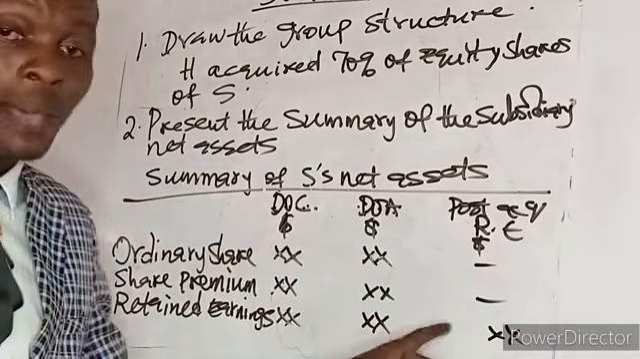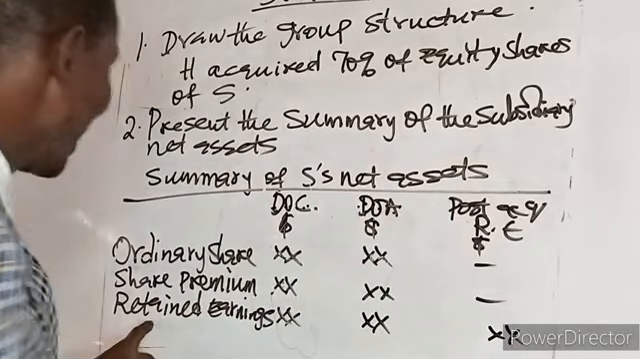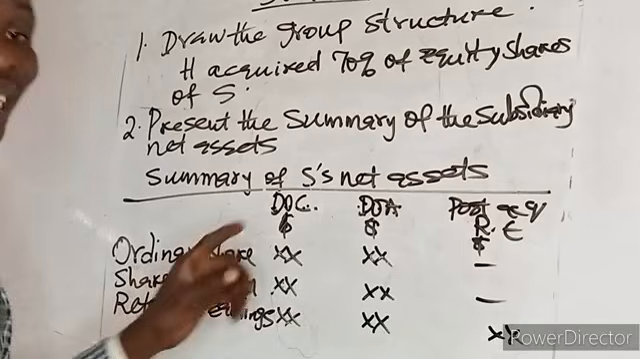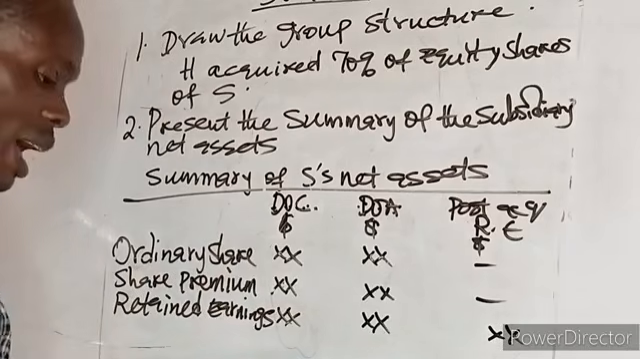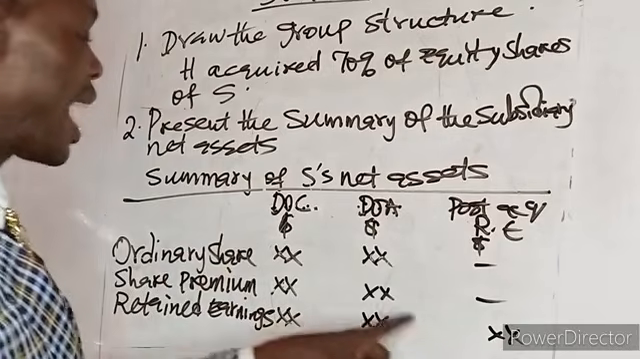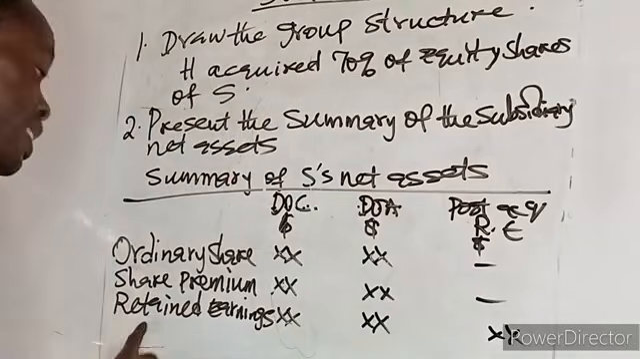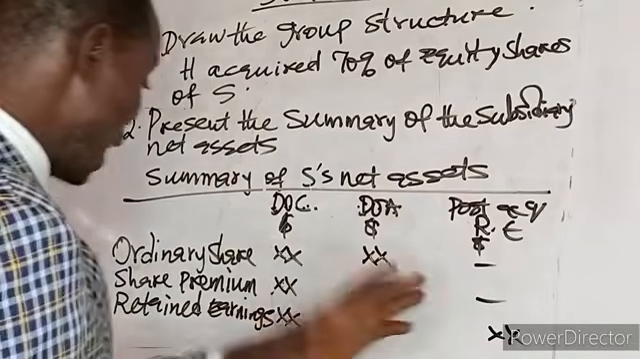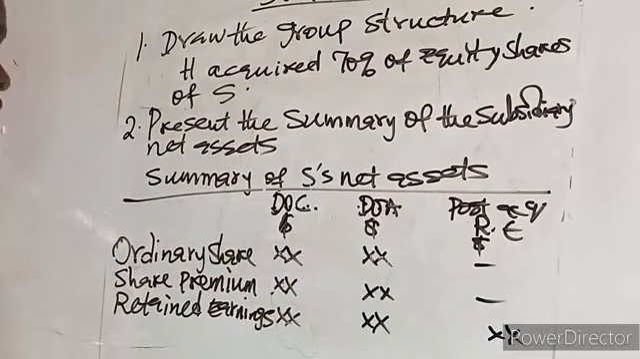Number one, I want to talk about impairment loss. In accordance with IAS 36, impairment of assets, it says impairment loss is where the carrying amount of an asset exceeds its recoverable amount. So that has been explained in a separate video.